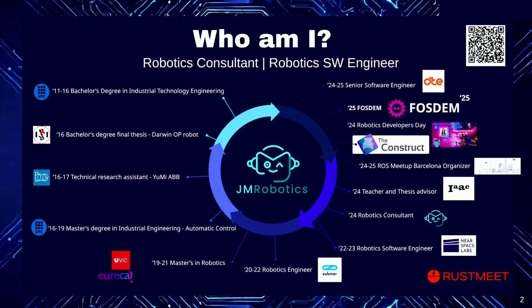Also after that, I was in a research center called IOC, and also IRIS, another research center based in Barcelona. In the IOC, I was working with the YuMi and ABB robot, developing and integrating ROS1 into this specific robot. After that, I made a master's degree in industrial engineering, specialized in automatic and control. I have a big background in automatic control, PLCs. And after everything, I realized that I wanted to be a robotics engineer, so I made a master's in robotics, also in Barcelona.